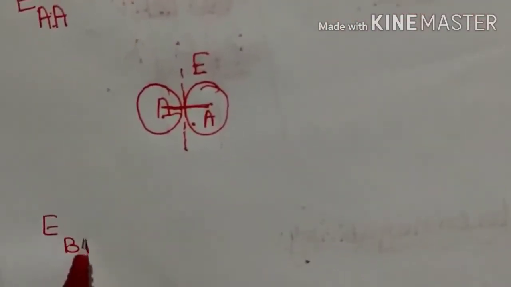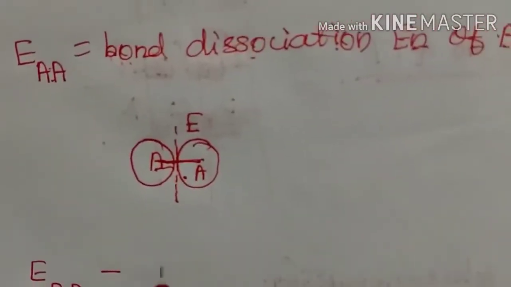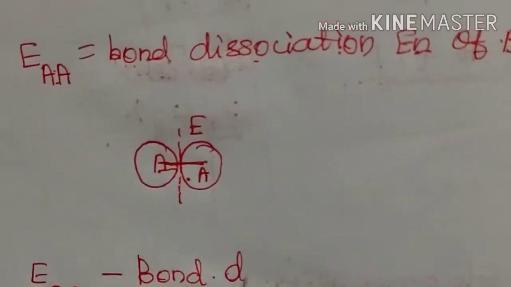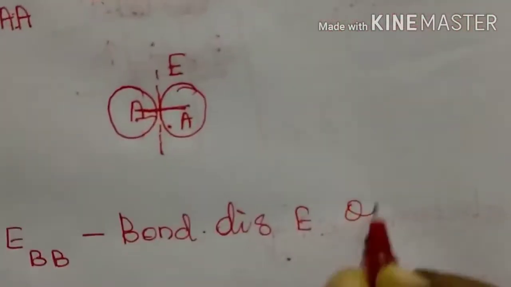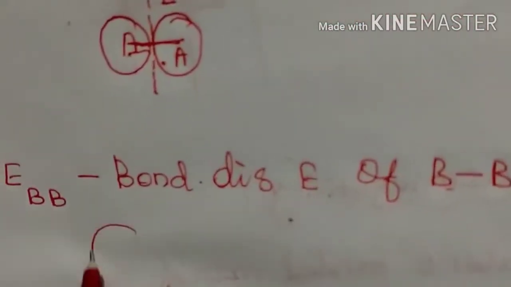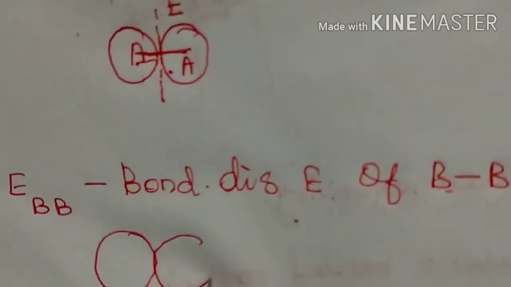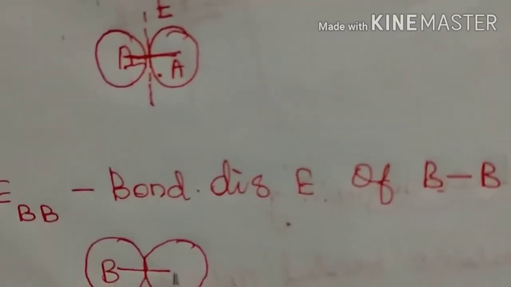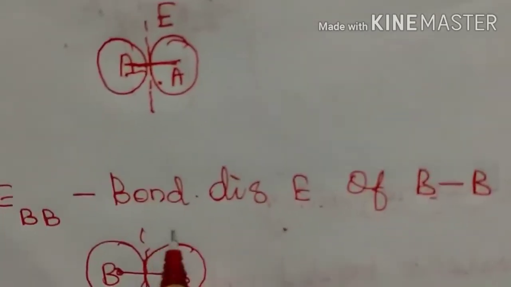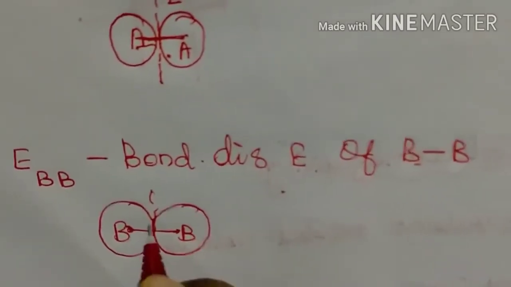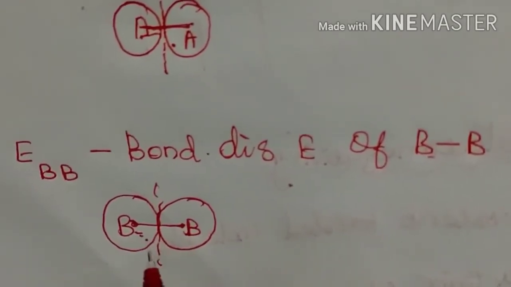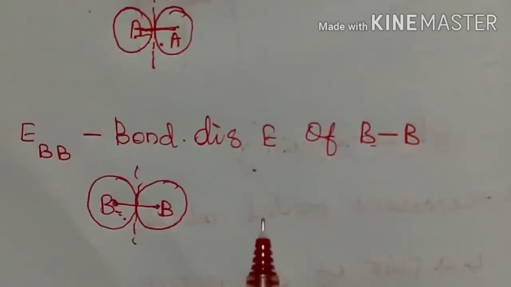Then EBB. This is also the same as EAA and EAB. So bond dissociation energy of B atom bonded with B atom. That means a B atom is bonded with another B atom with a covalent bond. So the energy required here is to break the bond between B and B atoms, in between these two atoms.